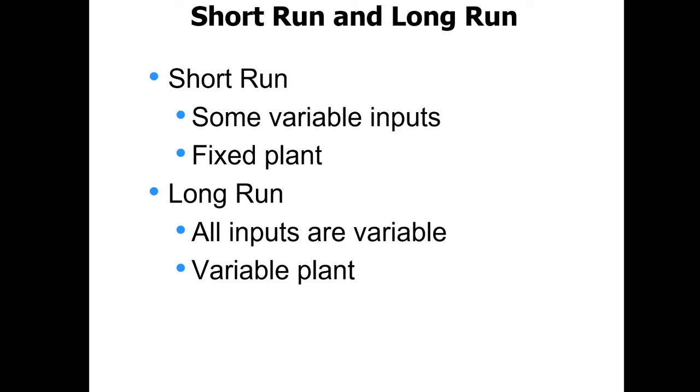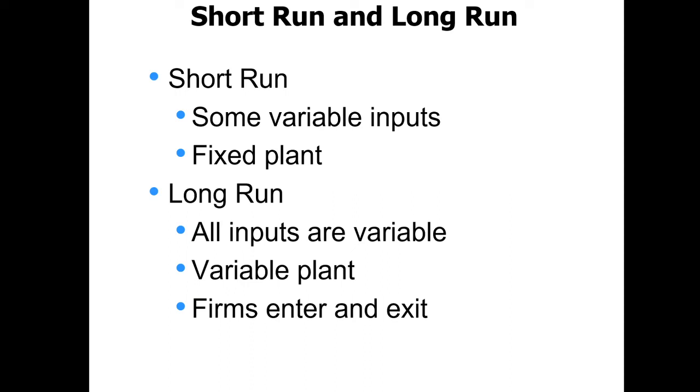We say when all inputs are variable, you're in the long run. When some of your inputs are variable, except for one or two that are fixed, you are then said to be in the short run. Those are the differences, and that's going to be very important because we're going to have to focus on what do I do in the short run? Do I continue to produce? Do I not continue to produce?